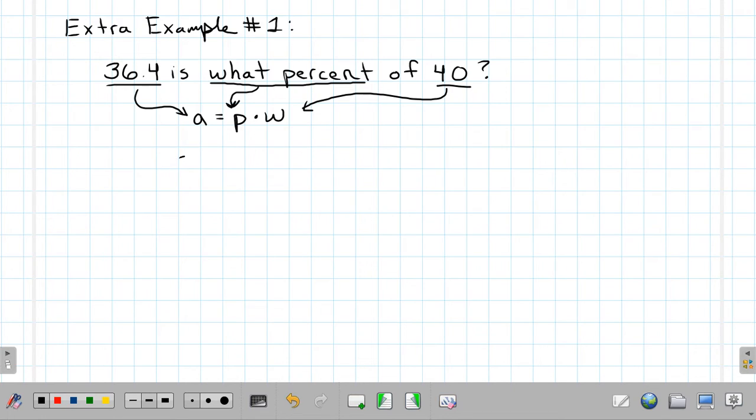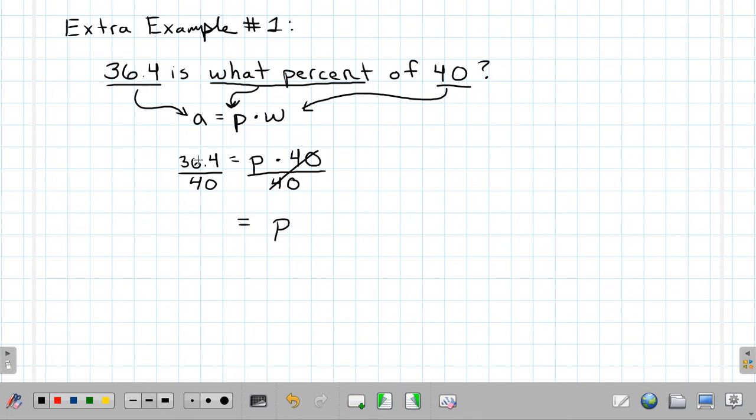So we just plug in 36.4 is equal to P, which we don't know, times 40. And the same thing here, we want to solve for P. Well, what are we doing to P? We're multiplying times 40. So the opposite of multiplying times 40 is dividing by 40. But if we divide one side by 40, we have to divide the other side by 40. So the 40s cancel out, leaving us with P times 1, which is simply just P.